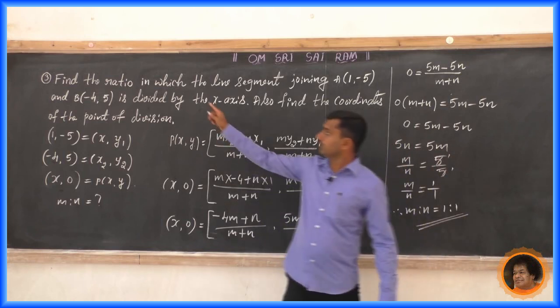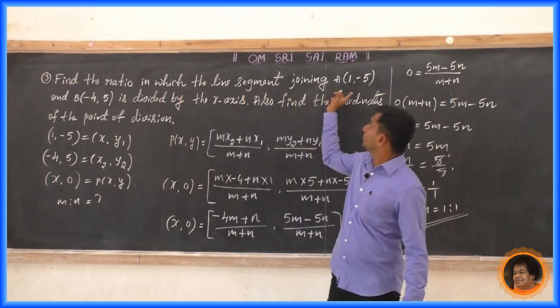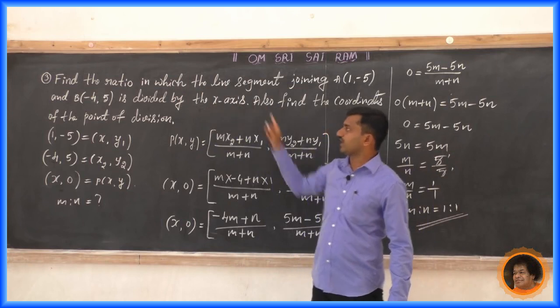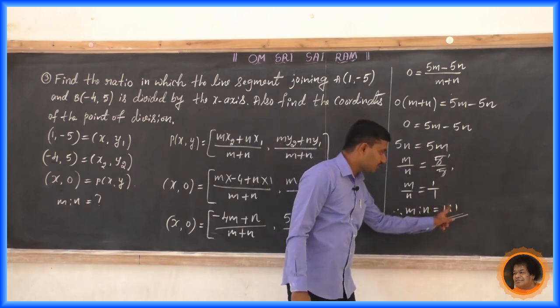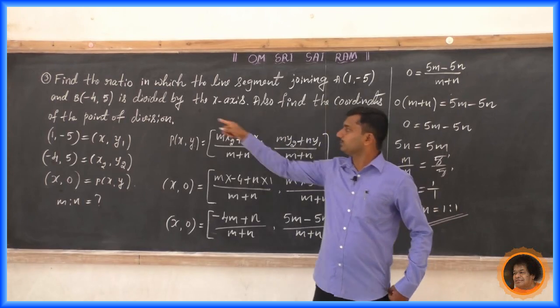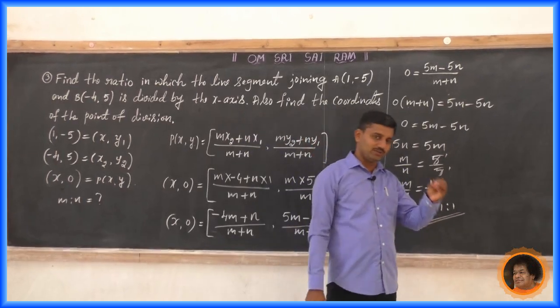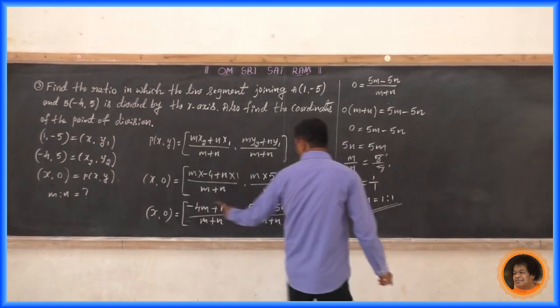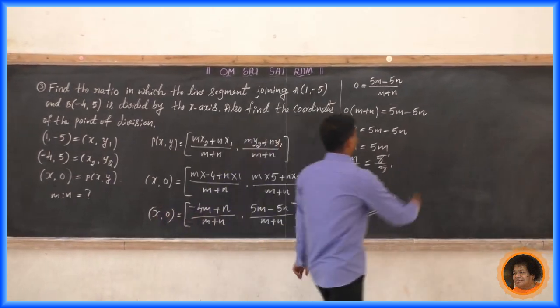What is the first question given? Find the ratio in which the two coordinate points are divided by the x-axis. So what is the ratio? The ratio is 1 is to 1. What is the next question? Also find the coordinates of the point of division. So we have to find the value of x. Now equate the x coordinate value.